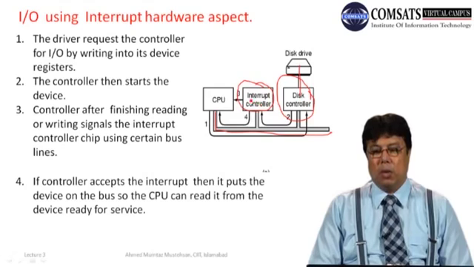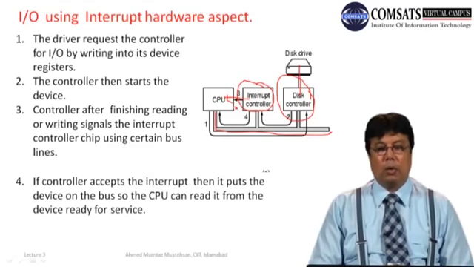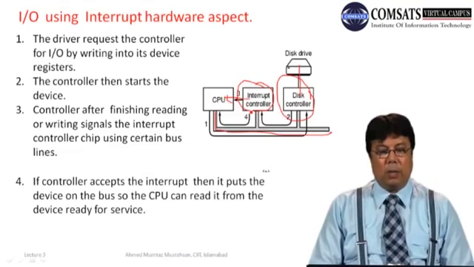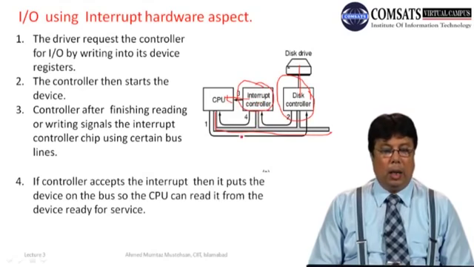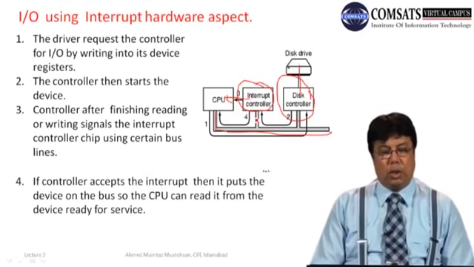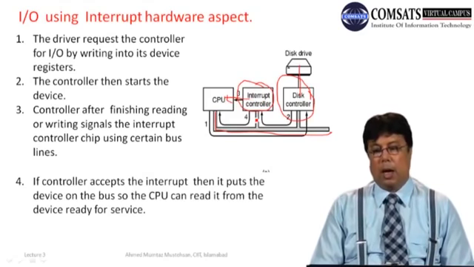To tell the CPU, so this sends an interrupt to the CPU through this way, number 3. Okay, the controller, after finishing reading or writing, signals the interrupt control chip using certain bus lines. Okay, now if the controller accepts the interrupt, then it puts the device on the bus.